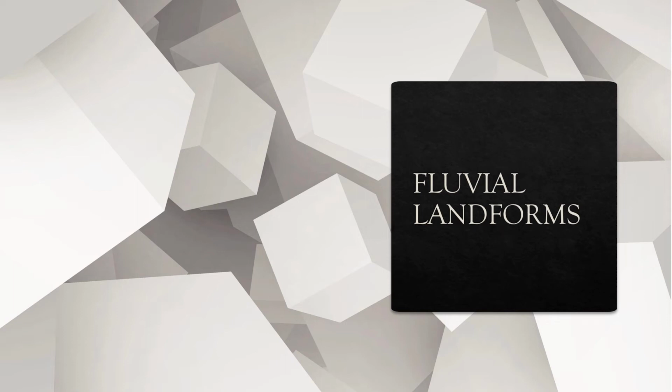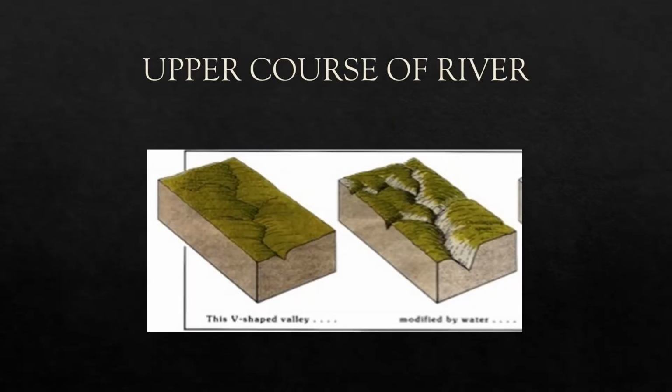Hello everyone. So today our topic of discussion would be fluvial landforms, and here we are going to discuss how the river moves from its youth stage to mature stage and then to the old stage, and the landforms which are formed by the river during its course. So moving on to the upper spur.